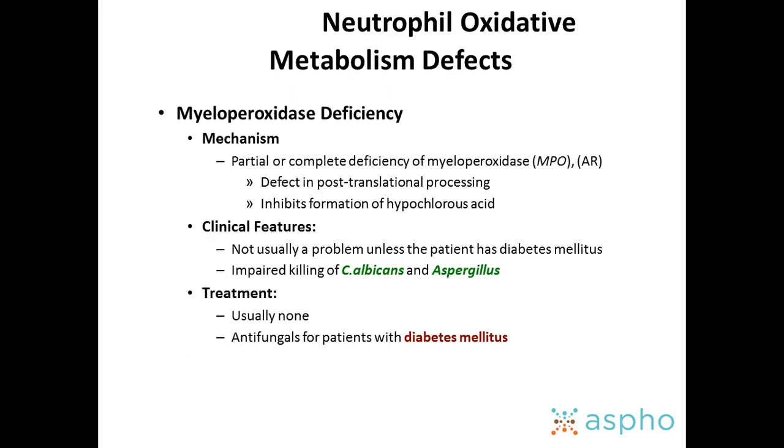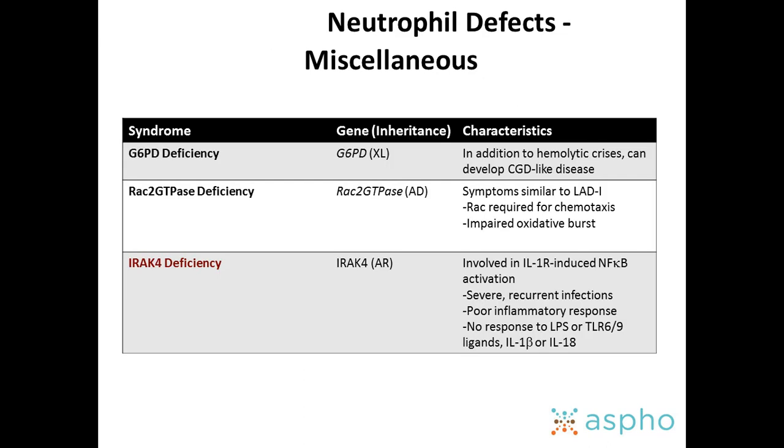Okay, myeloperoxidase deficiency. Remember we had the NADPH, but then myeloperoxidase also plays a role, not quite as significant a role as NADPH. So these patients are generally okay, but if you get on your test C. albicans or aspergillus and diabetes, it's myeloperoxidase deficiency. For whatever reason, patients with diabetes and myeloperoxidase deficiency do really badly. So you need antifungal prophylaxis for your children with diabetes who have MPO deficiency. Pretty esoteric, but it's testable.